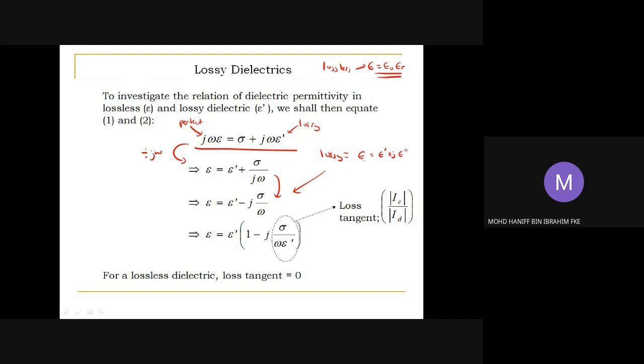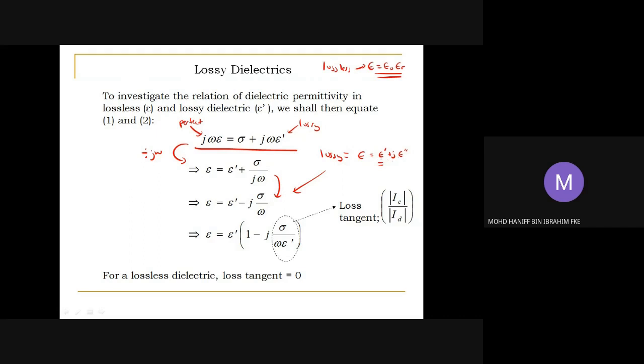For the case of a lossy medium, the permittivity will consist of a real value of permittivity and then an imaginary value of permittivity. So we can see the difference between the permittivity for a lossless medium and for a lossy medium. I want to stress one more time that for a lossless dielectric, permittivity is a real number. But for lossy dielectrics, permittivity is a complex number which consists of real and imaginary parts.